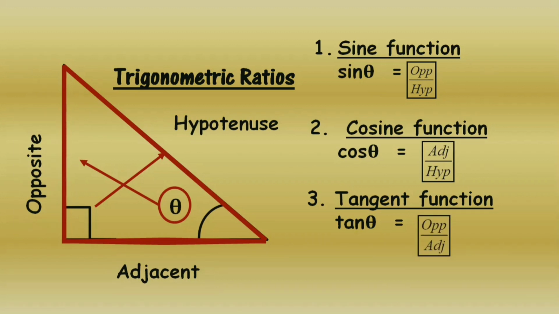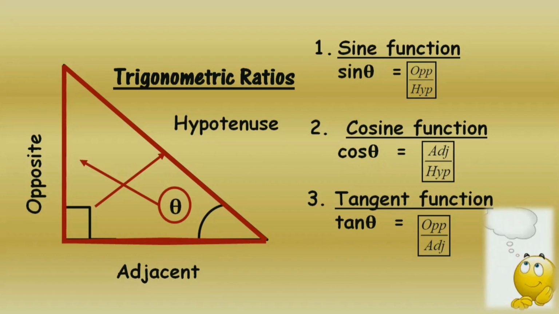Let us review what we just did. We learned 3 trigonometric ratios: sin theta, cos theta, tan theta. Sin theta equal to opposite by hypotenuse, cos theta is equal to adjacent by hypotenuse, tan theta is equal to opposite by adjacent. But how do we remember so many formulas?